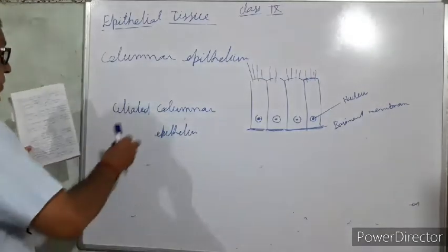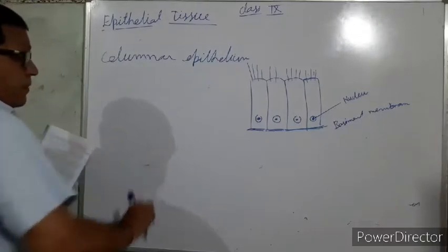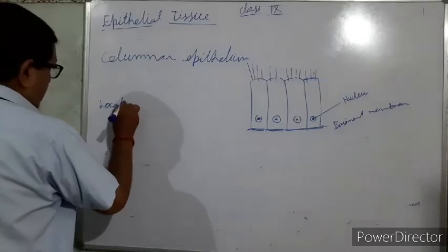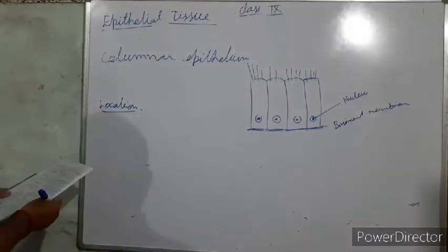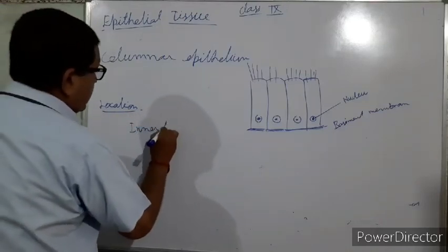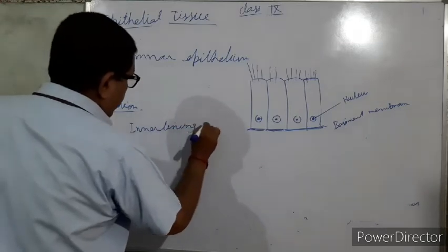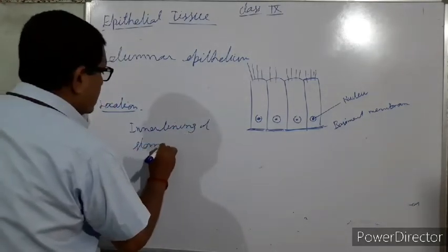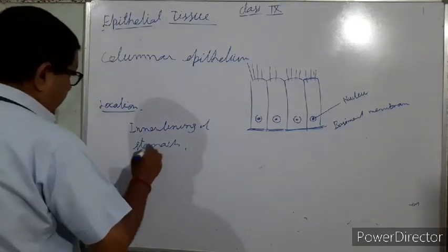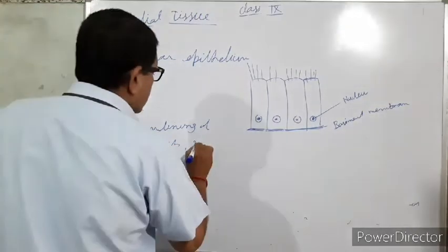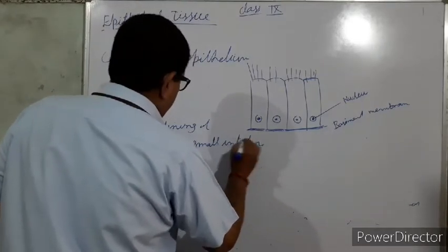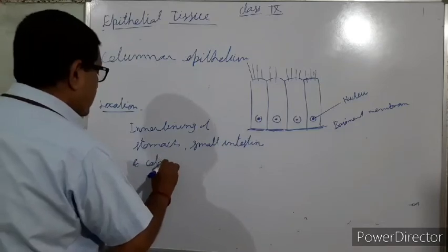Location where they are found. What is the location of this epithelium? The inner lining of the stomach, small intestine and colon.